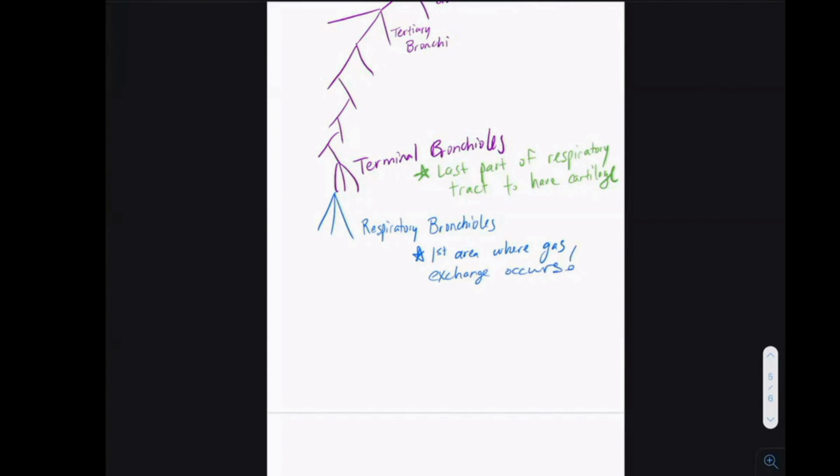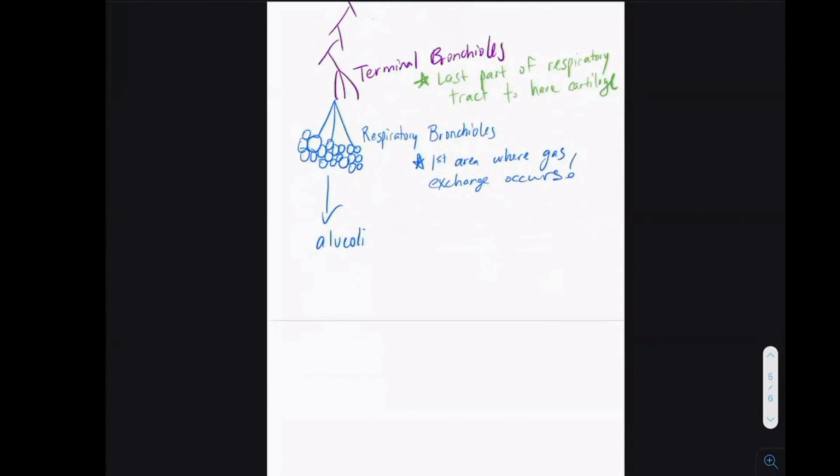All right, and so you guys have probably heard of alveoli before. So the alveoli is the major thing that does gas exchange, but the respiratory bronchioles can help them a little bit. All right, and so the respiratory bronchioles are what house the alveoli. So the alveoli are a bunch of sacs at the end of the respiratory bronchioles. So I'll say alveoli. These are going to be for gas exchange primarily.